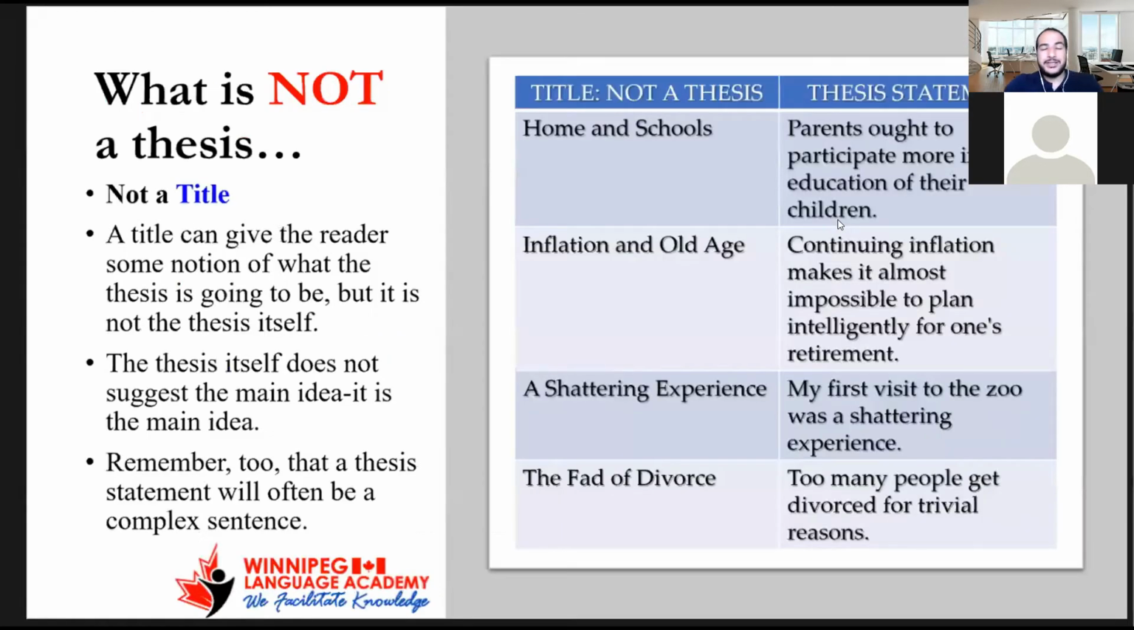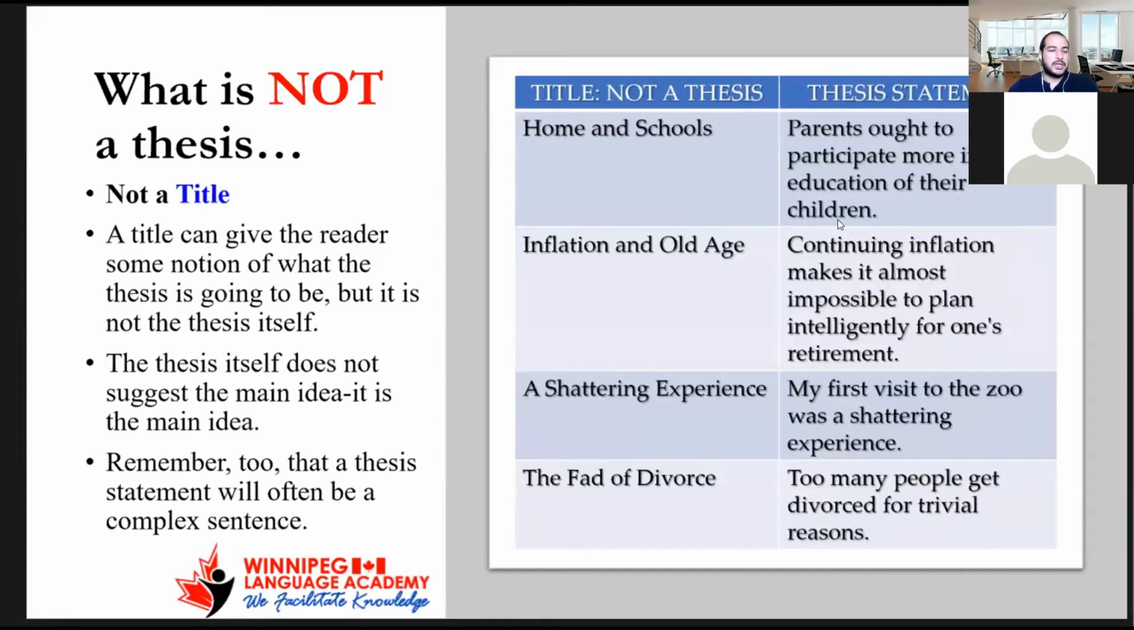Also, a title cannot be a thesis statement. So I just want to read here that the title gives the reader some notion of what the thesis is going to be, but it is not the thesis itself. Also, the thesis itself does not suggest the main idea. It is the main idea. So the main idea of your essay is your thesis statement.